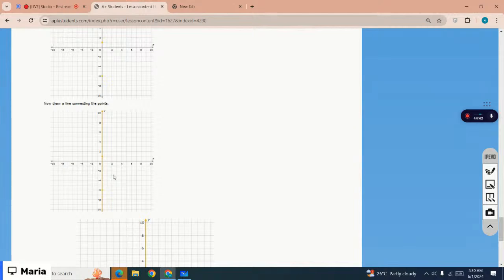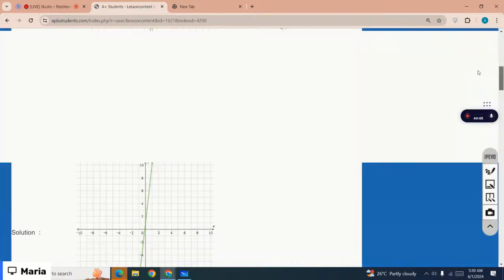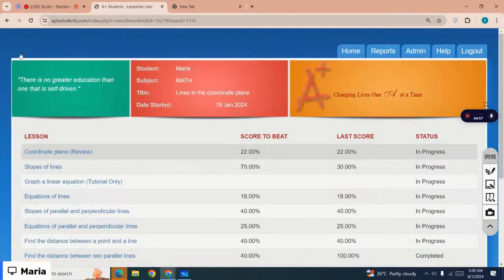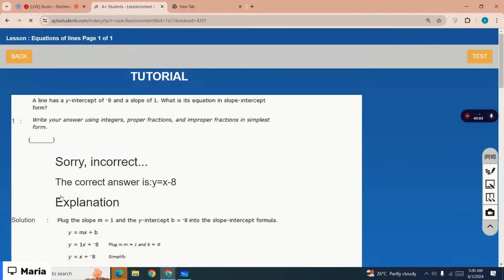Okay, let's just start with the next lesson. The next lesson is equations of lines. Let's just start with the lesson.